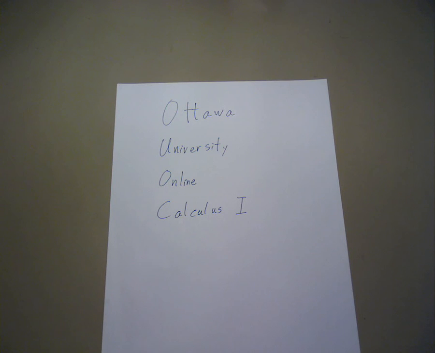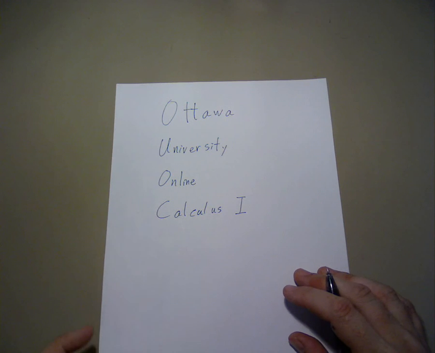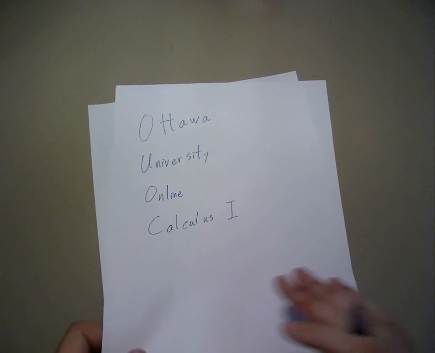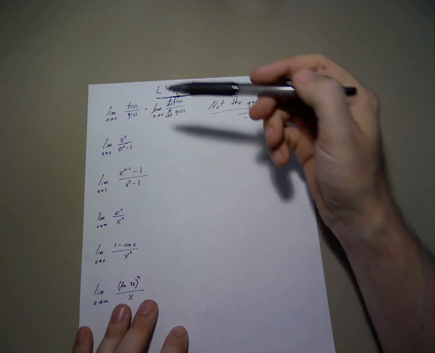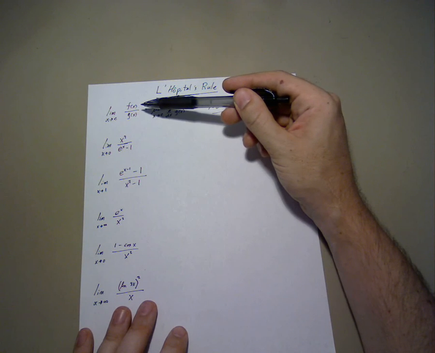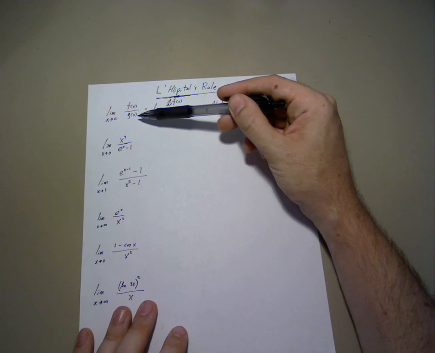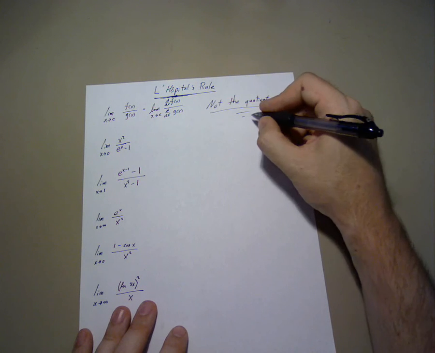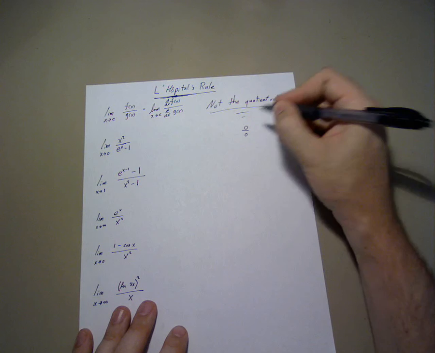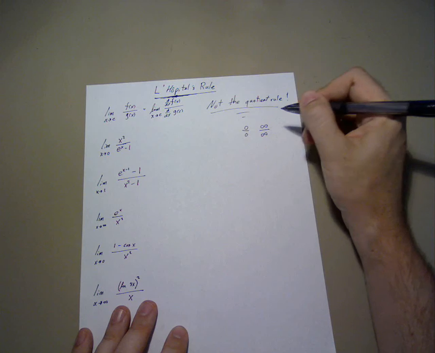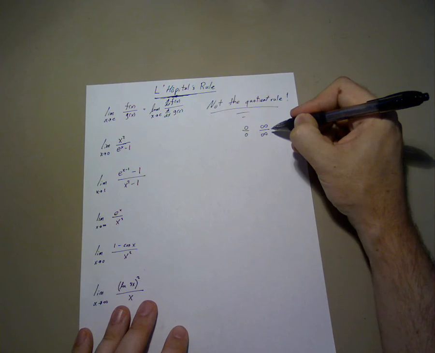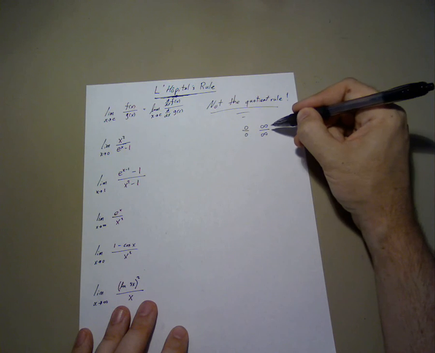In this video, we're going to look at how to apply L'Hopital's rule. L'Hopital's rule involves a limit of two functions over another in such a way that we get either a 0 over 0 or an infinity over infinity type form. If we get either of these two forms, we can use L'Hopital's rule.